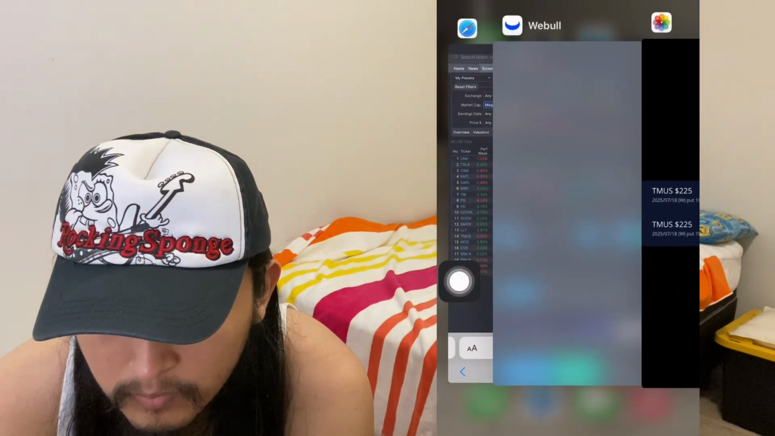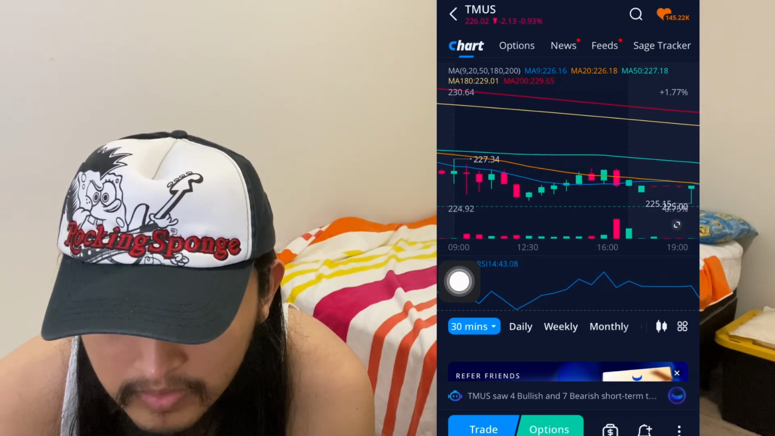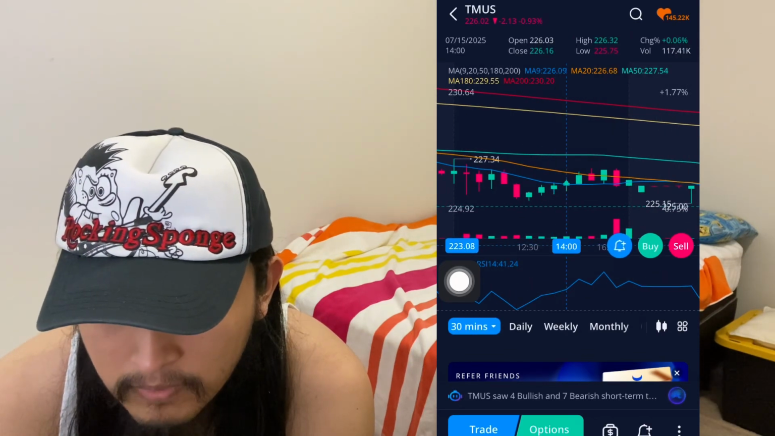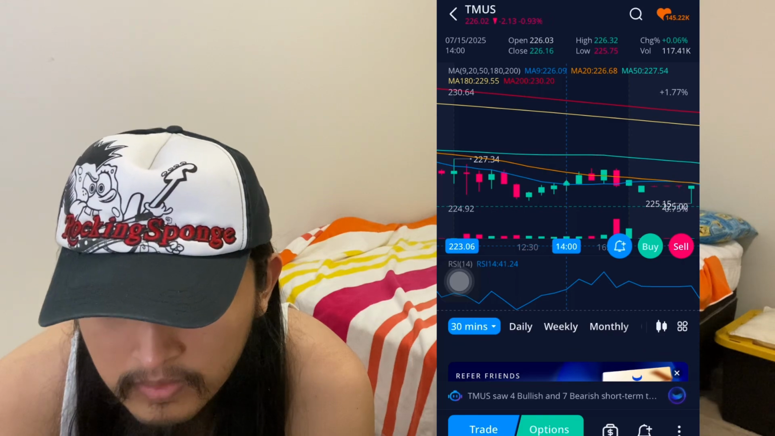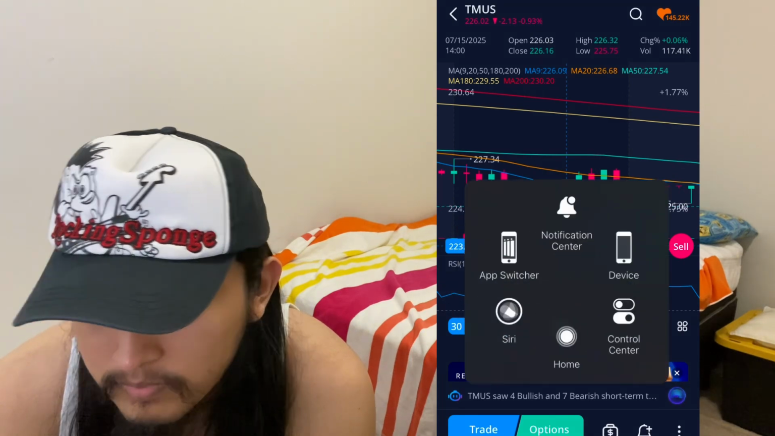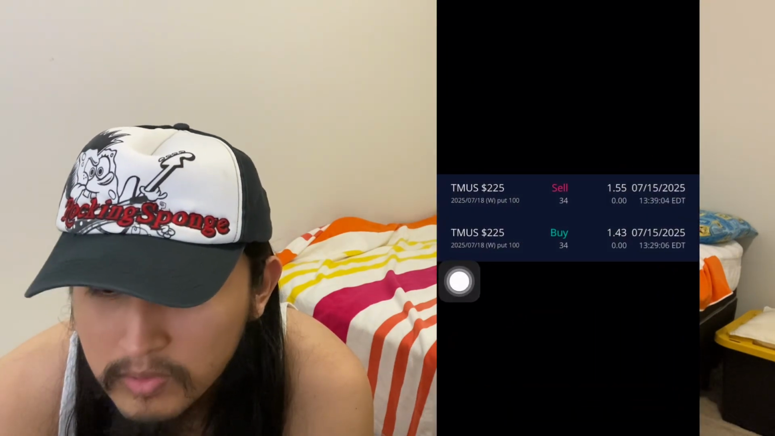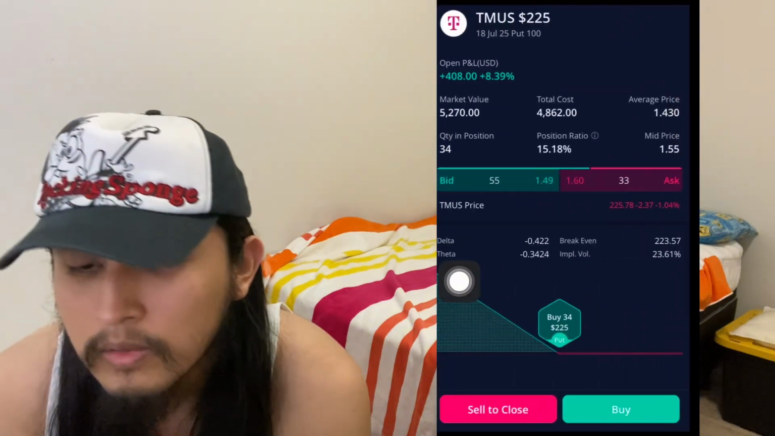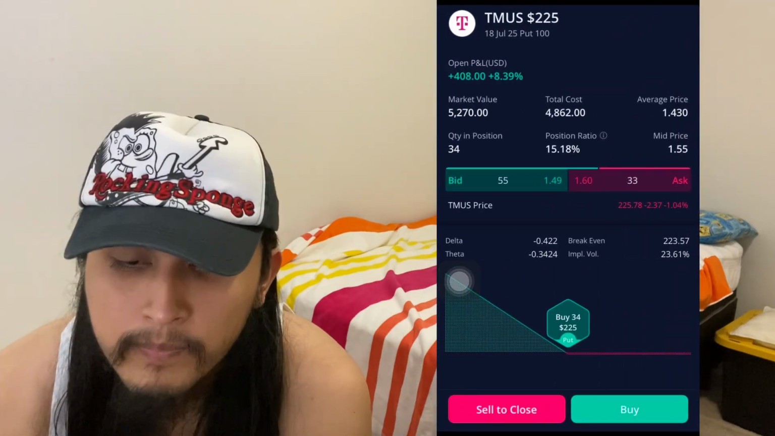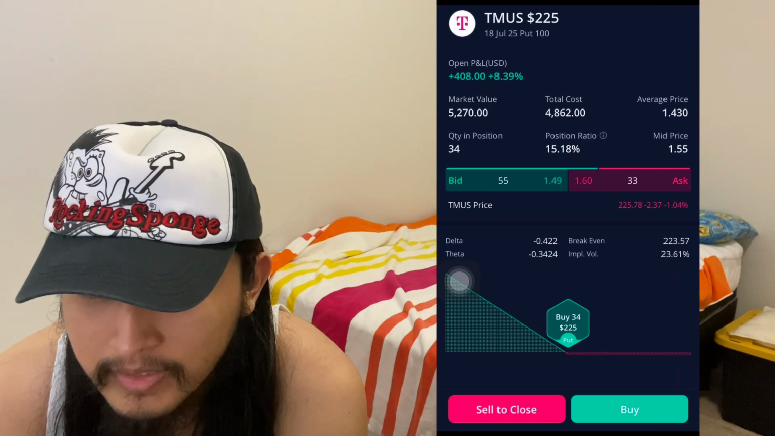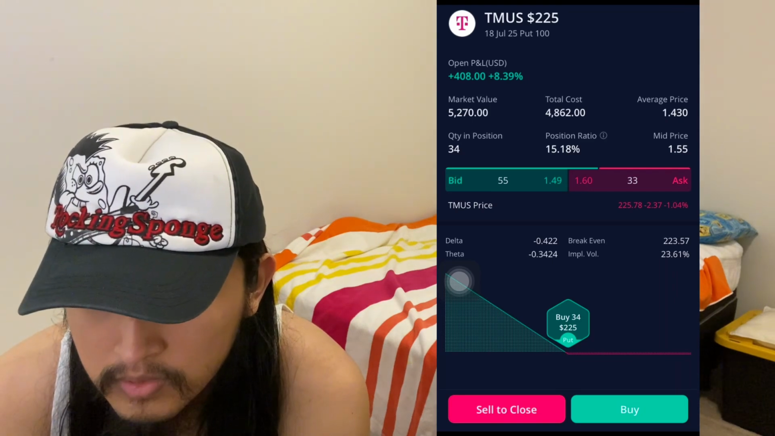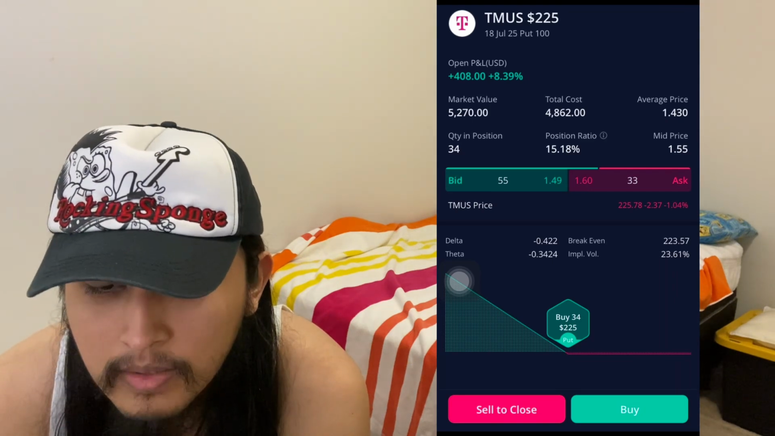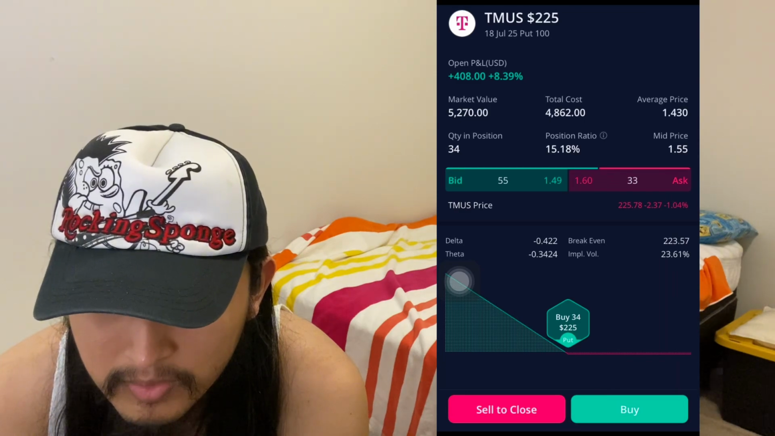Basically we saw a little slight movement on this 14 candle around 1339, and once the position was close to its threshold of being up 10%, I just took the gain, securing that gain of $408 just trading T-Mobile put options. So that is pretty much it really to it.